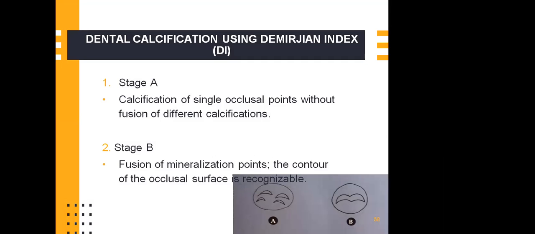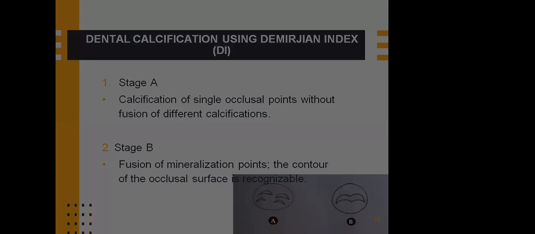There are various stages. Now let's start with stage A. In this stage, there is calcification of the single occlusal points without the fusion of different calcifications. In stage B, there is fusion of different mineralization points. The contour of the occlusal surface is now recognizable.